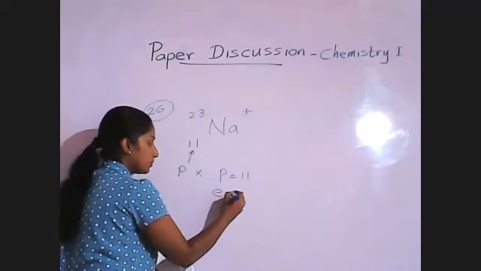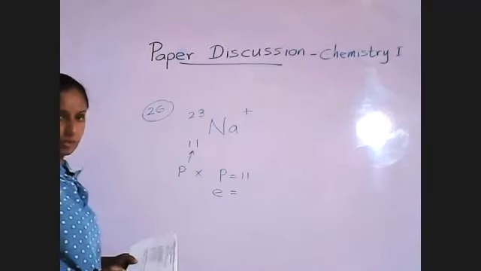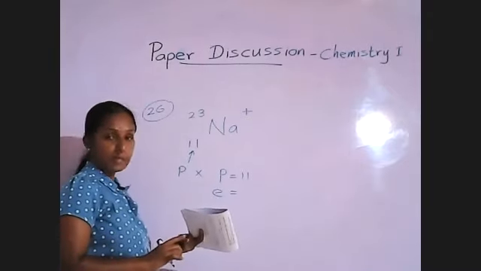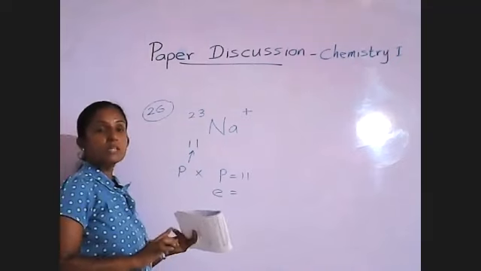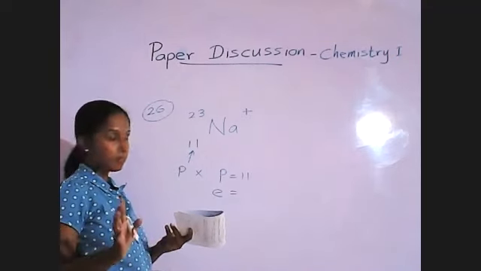Then how many electrons? The mass number is given and the atomic number is also given. I told you, when making bonds or when making ions, protons and neutrons do not participate in making bonds.